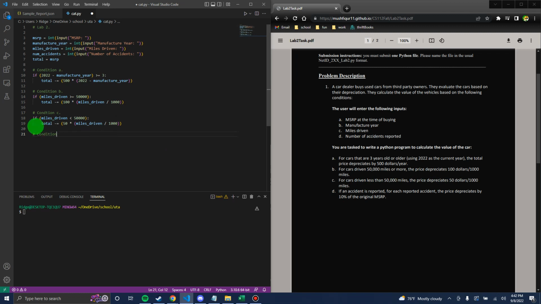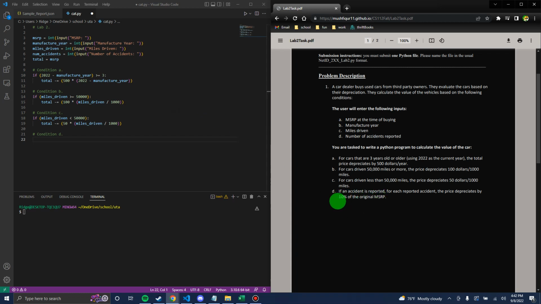Okay, so now we're going to move on to the last condition. Condition D, if I can spell today. So what that says is for every accident, you want to deduct 10% from the original MSRP. What this means, the original MSRP, is that if we have the original MSRP and there are a couple accidents on it, it won't take that MSRP, deduct it by 10%, then take that new 10% deducted MSRP, take 10% from that, and so on and so forth.